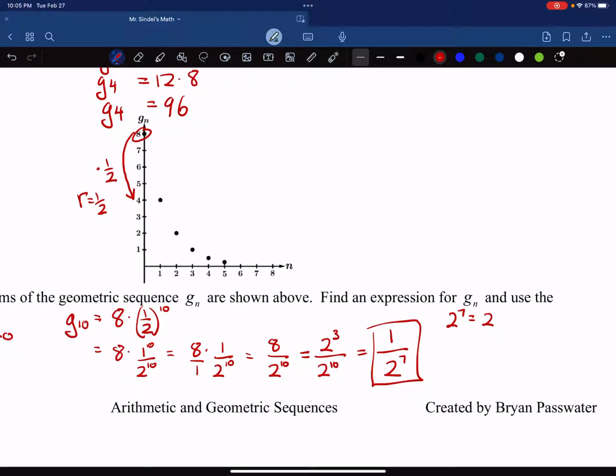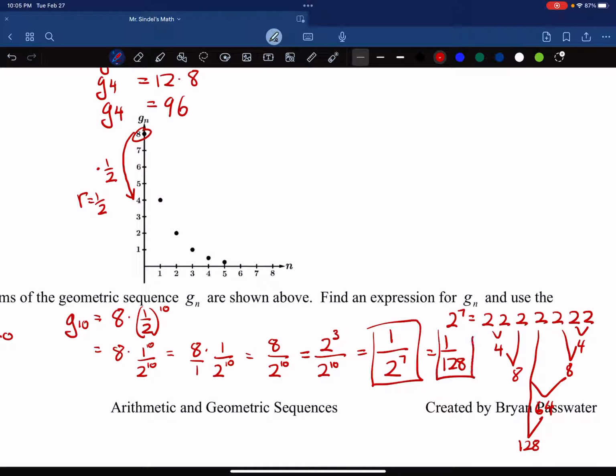It's going to be 1, 2, 3, 4, 5, 6, 7. That's 4, 8, 8 and 8 is 64, 64 and 64. So those two are 64, and then I have to do that 2 and that 64, 128. So it's technically 1 over 128, but I like 1 over 2 to the power of 7 because it showed off the fact that I was using powers of 2 and being clever.